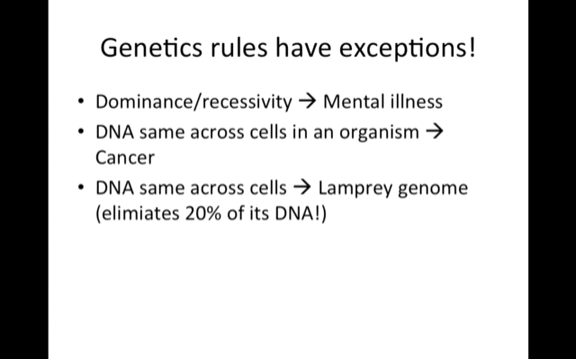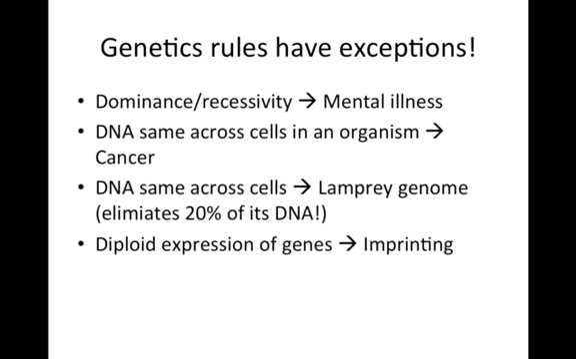Another exception to this is this remarkable case of lamprey, which is an animal that eliminates 20% of its DNA. So it inherits the DNA, and then in its somatic cells, that is most of its body, it eliminates 20% of the DNA that it gets. Another important rule is the diploid expression of genes. That is that you inherit two different alleles, one from your mother and from your father, and that they're both expressed the same. But in fact, there's a phenomenon called imprinting, in which for certain genes, each one of us expresses only one copy.